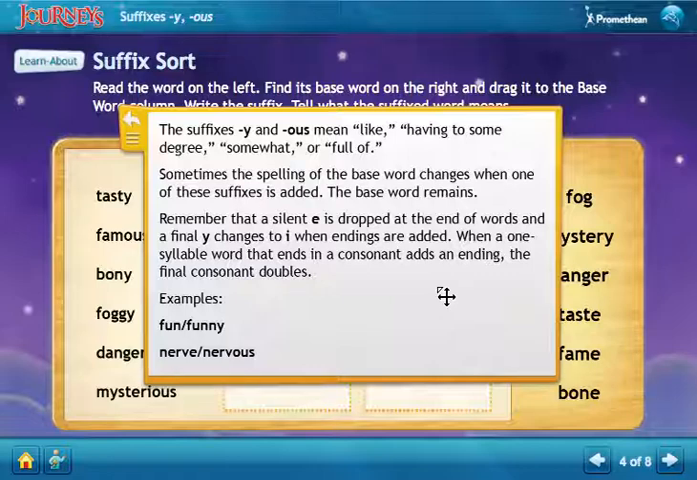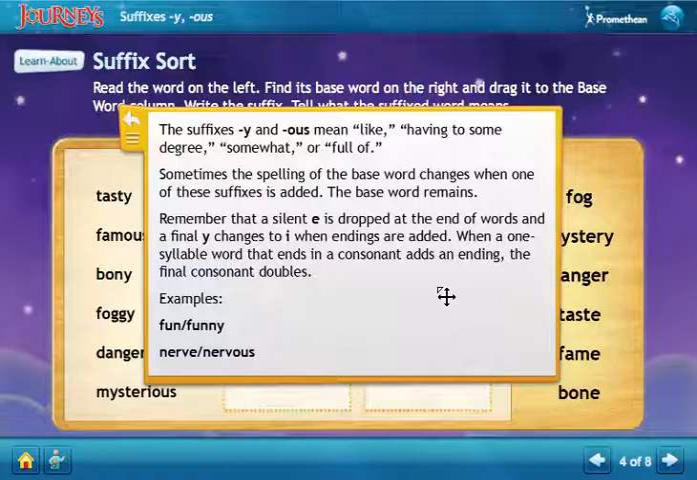Sometimes the spelling of the base word changes when one of the suffixes is added. The base word remains. Remember that a silent E is dropped at the end of words and a final Y changes to I when endings are added. So if there's a silent E, you're going to drop it.